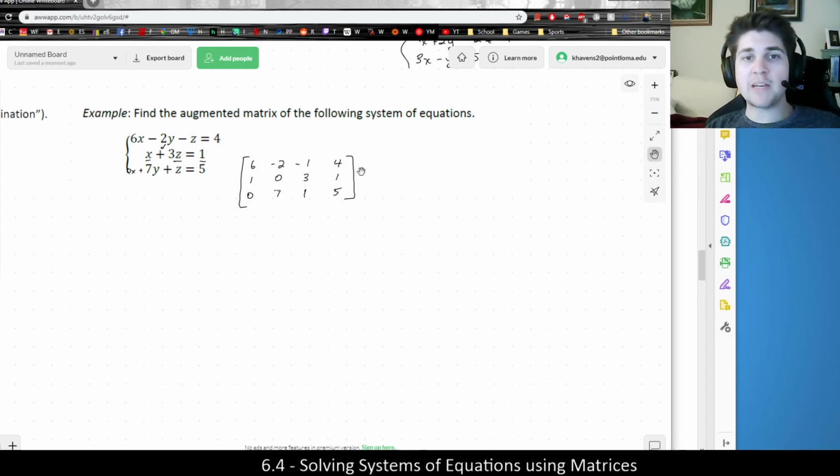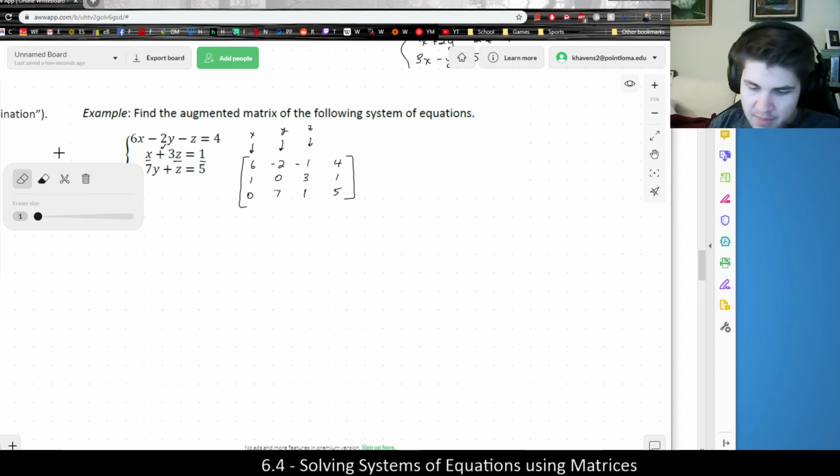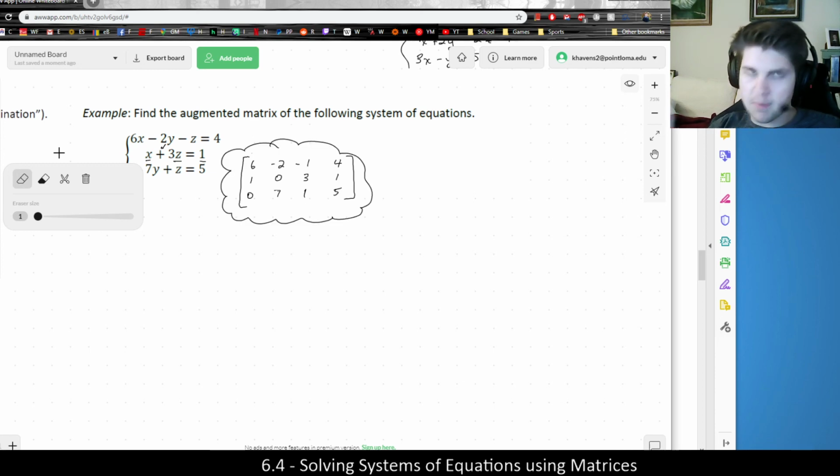Just make sure any missing elements are filled in, because each column corresponds to its own respective variable. If I have no y's, I should have a 0 in that column. So in summary, this would be my augmented matrix for this particular system of equations. And this is going to be our starting point for solving a system using matrix methods.